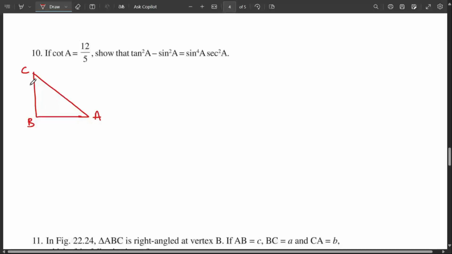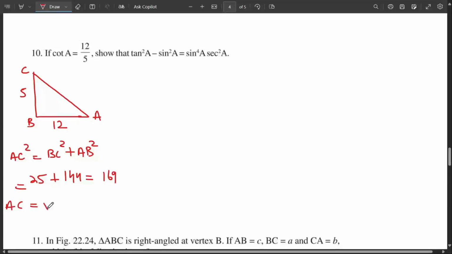We know that cot is nothing but the adjacent side divided by the opposite side. So AB is equal to 12, BC is equal to 5. So AC square is equal to BC square plus AB square. BC is nothing but 5, so 5 square is equal to 25, plus AB is nothing but 12, so 12 square is equal to 144. 144 plus 25 is equal to 169. AC is equal to square root of 169.